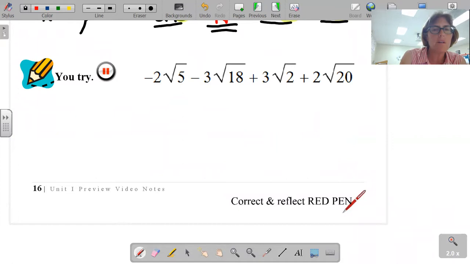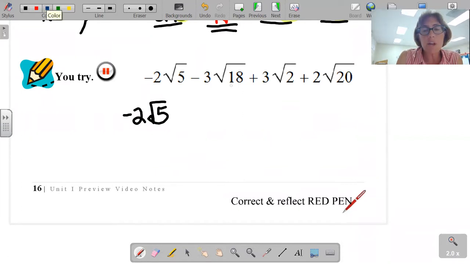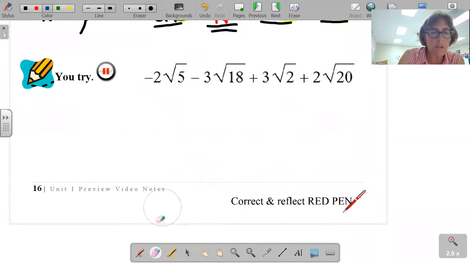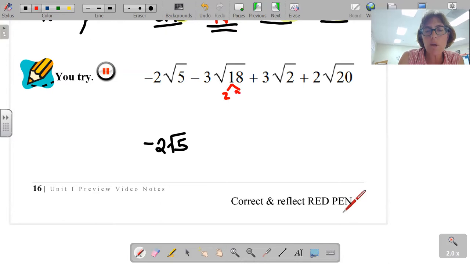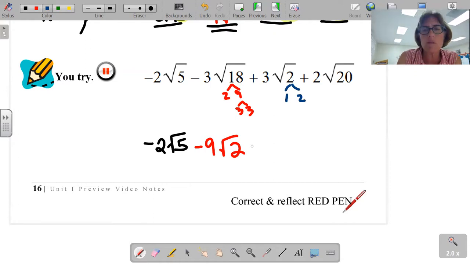Welcome back. Let's see how you did. So this stays -2 root 5. This becomes, let me move this down here, -2. This one you can factor. That's 2 and 9. 3 and 3, so a 3 came out, so that's going to be -9 root 2. That's a 1 and a 2. It stays because there's no pairs, so that's going to be +3 root 2.